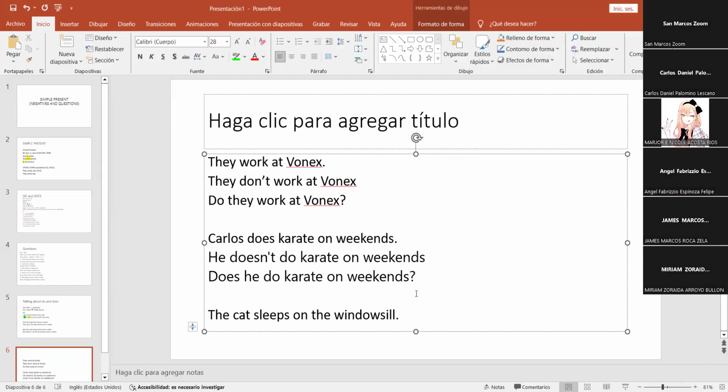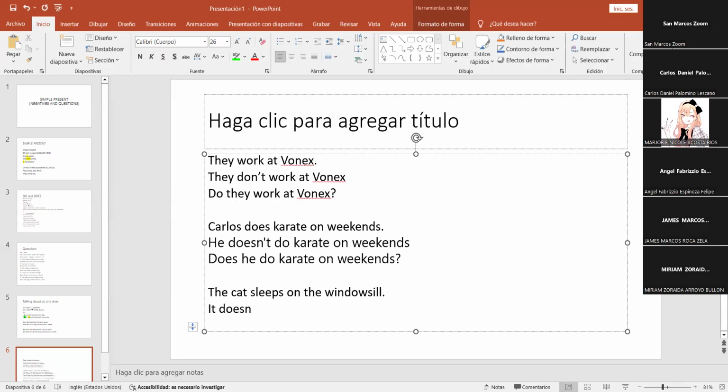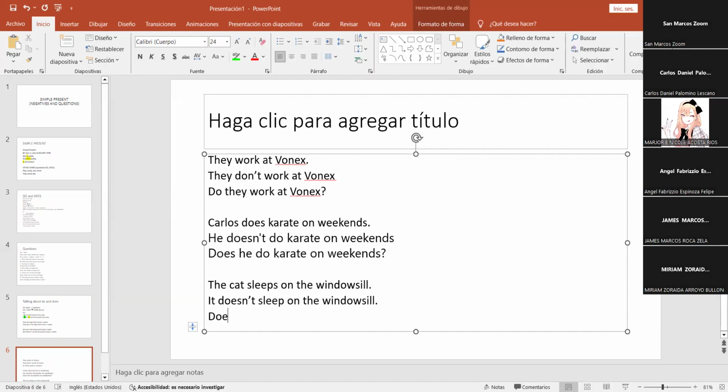A ver. Y the cat does sleep in the windowsill. La negación sería, it doesn't sleep, forma base, on the windowsill. Windowsill es la cornisa, ¿no? And does it sleep on the windowsill? Question mark. Ya estamos, ¿no?